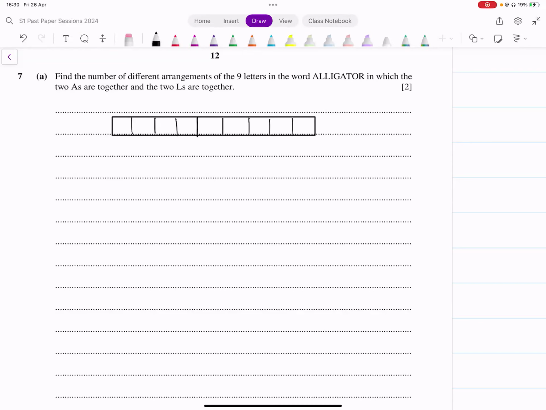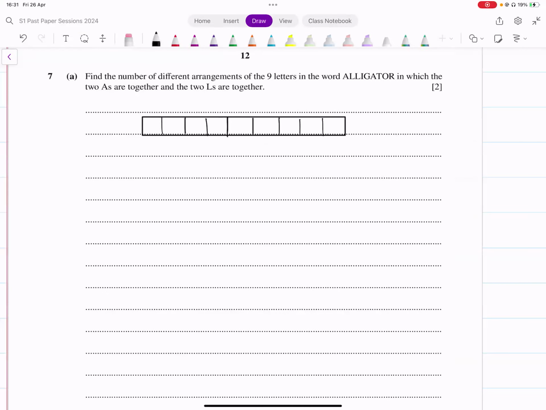Now, what's the condition that we're given? The condition is that the 2 A's have to be together. If the 2 A's are together, we can merge 2 boxes to put 2 A's in that. The 2 L's are also together. We can merge 2 other boxes to put 2 L's in them. And now what are the remaining letters? The remaining letters are I, G, T, O, R. How many boxes do we have? In how many ways can we arrange those boxes? There are 7 boxes now. They can be arranged in 7 factorial ways.